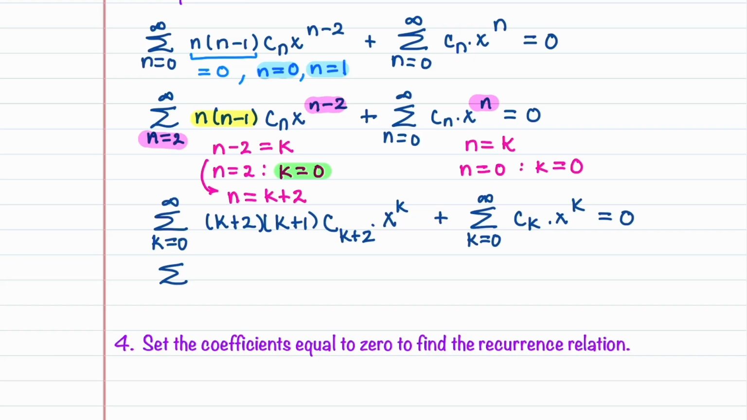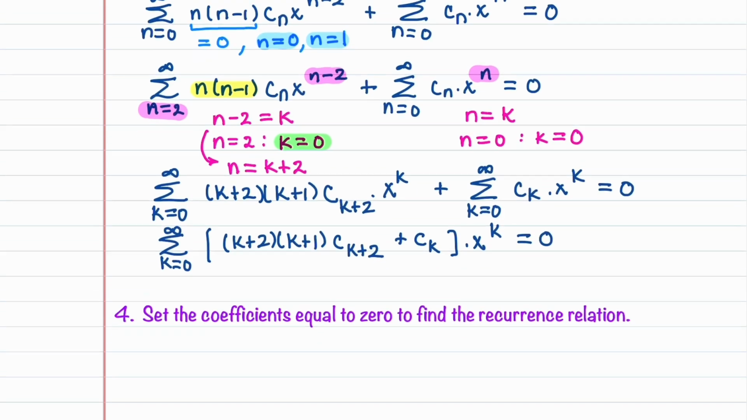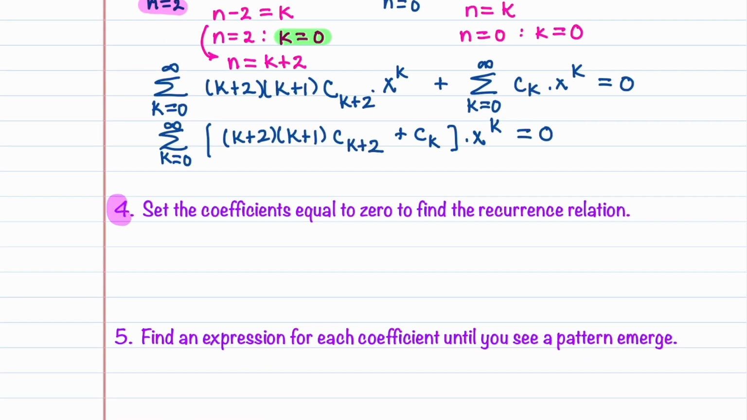We have the sum, k goes from 0 to infinity. Our coefficients are k plus 2 times k plus 1, c sub k plus 2, plus our coefficient from our right summation, which is just c sub k. This multiplies x to the k, and we set that equal to 0. Let's now move on to step 4.